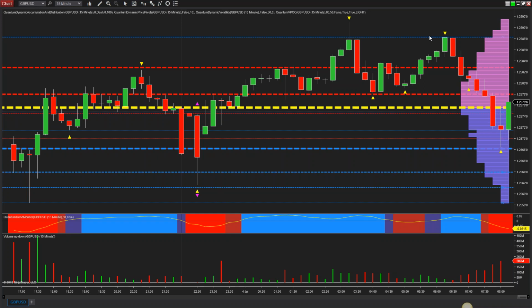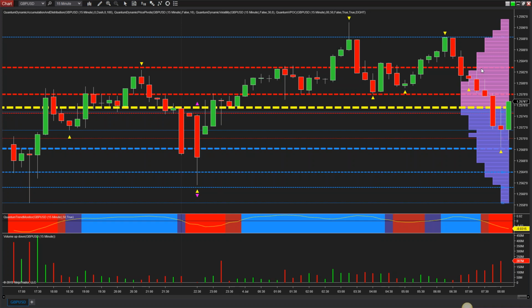In other words, the number of times that region has been tested either from above or below, and therefore becomes a ceiling or a platform of support. And the thicker the line, then the more developed, the stronger that region is likely to be. So this was tested, this was a decent region, we had a decent effort to rally here, so we've got a decent top in place here.